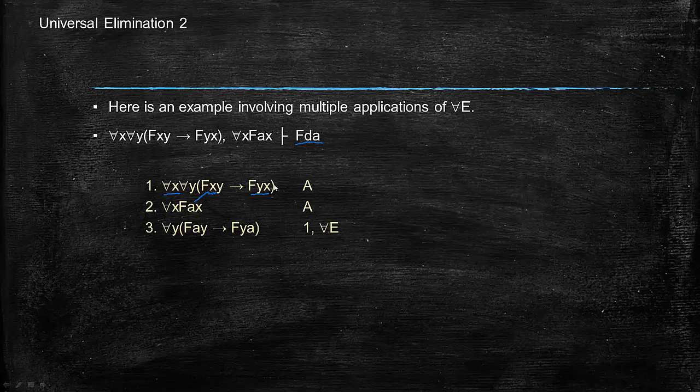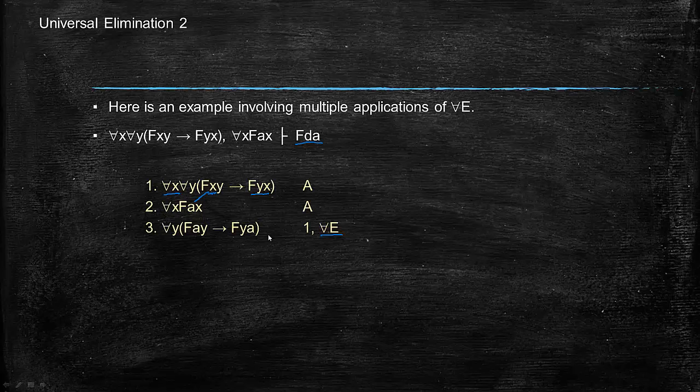So let's go ahead and go to for all y, Fay, then Fya. Okay, so what we've done is that we've applied the rule of universal elimination to 1. We've removed the first quantifier. The second one is still there, and we've substituted an A for both occurrences of x.